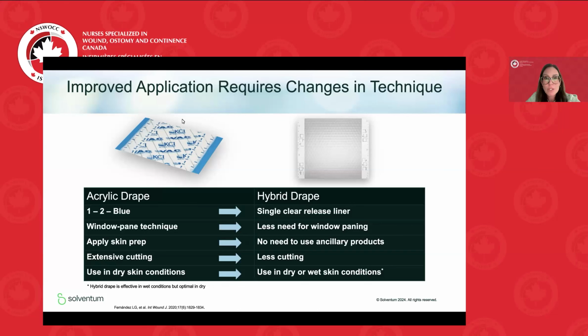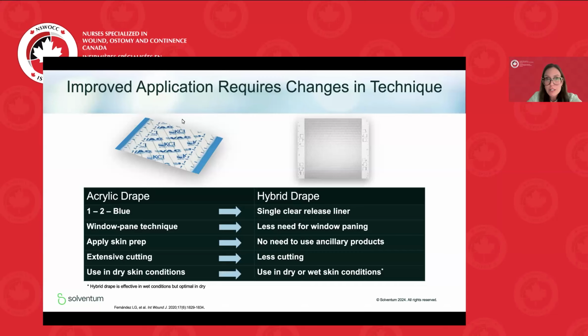So with the acrylic drape, we're used to having to do the 1-2 blue, right? We're used to having to remove multiple layers. To protect the wound edges, we're often having to use hydrocolloid, or we're using drape to window pane so that we don't end up with the foam against the skin. To improve the adhesion of the acrylic drape, we're oftentimes using skin prep, and I can remember dabbing a wound, and then it drains a little bit, and then I'm dabbing it, and then I'm putting gauze under there to try to absorb so that I can get the drape down on dry skin. We no longer have to do that.